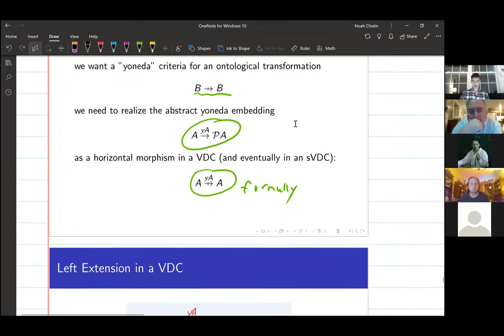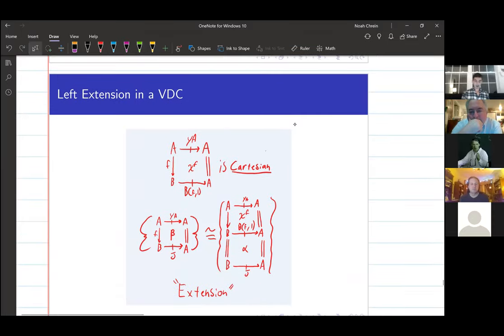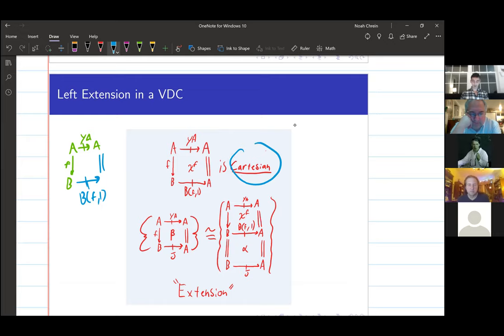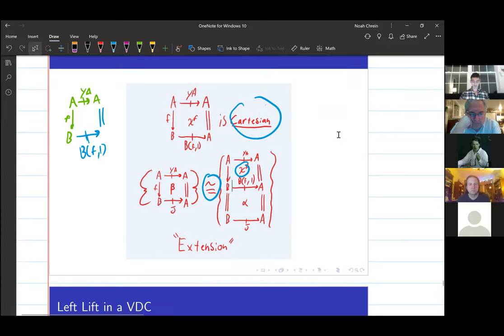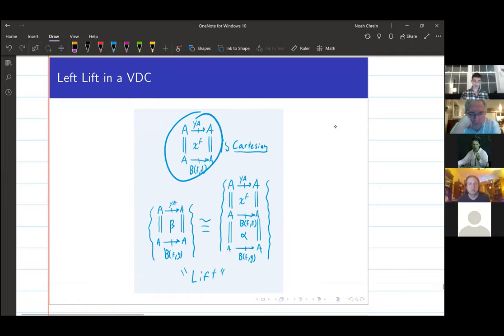And I'm almost done. So what the condition then becomes is if I have this so-called Yoneda embedding or Yoneda ontological transformation in my virtual double category, and I compare it with a functor, with a vertical morphism F, I should be able to derive a Cartesian cell. And Cartesian is the relevant notion of extension, but for virtual double categories. And the Cartesianness is literally an isomorphism between cells that's given by precomposition with chi F, the same way that we did it in the two categories. And of course, the same thing is going to happen for lifts. We get a different diagram and a different isomorphism.